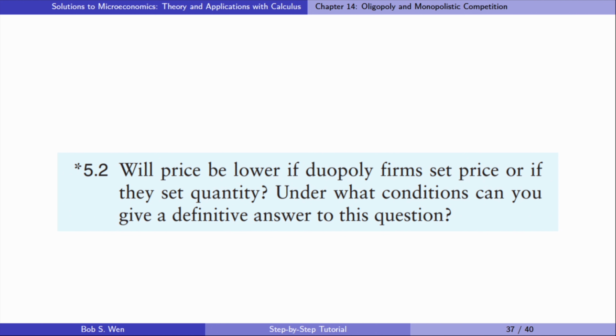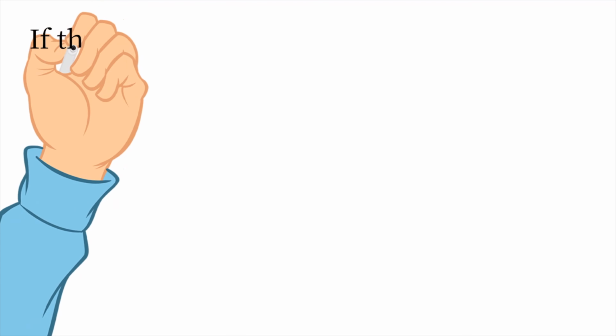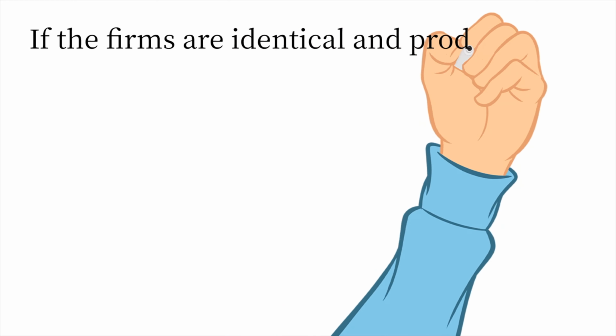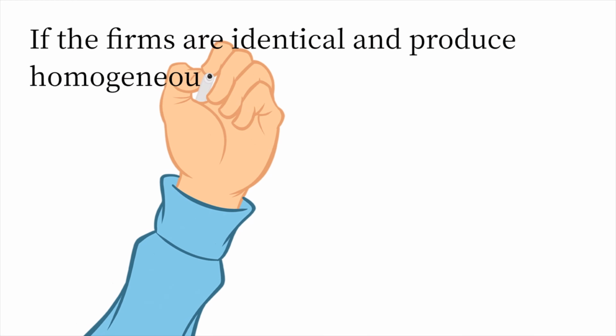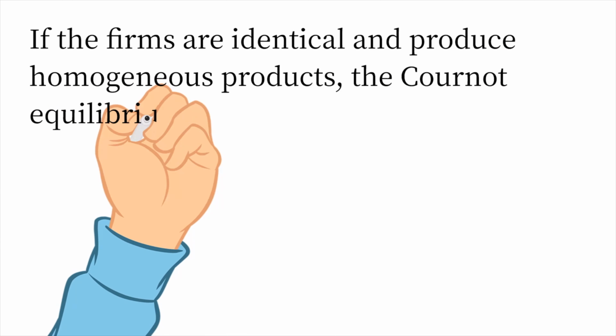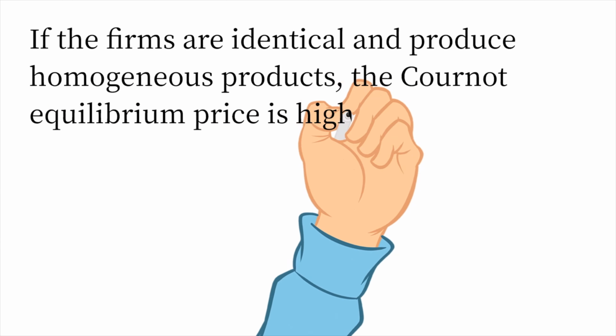Let's solve exercise 5.2. Will price be lower if duopoly firms set price or if they set quantity? Under what conditions can you give a definite answer to this question? If the firms are identical and produce homogeneous products, the Cournot equilibrium price is higher than the Bertrand equilibrium price.